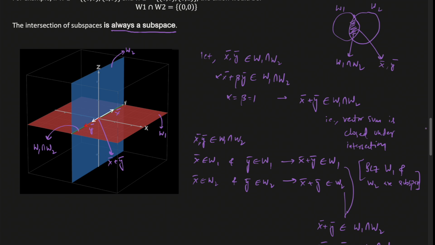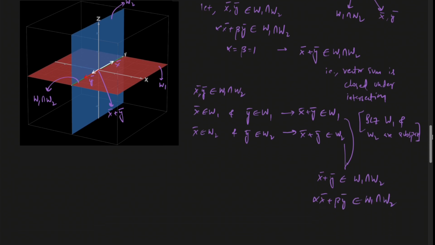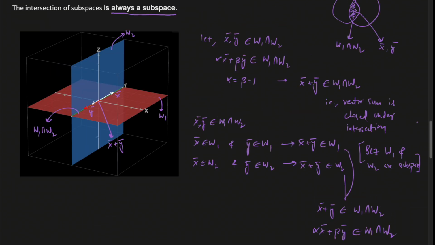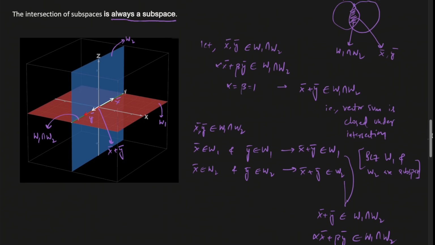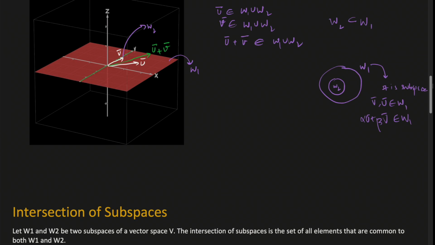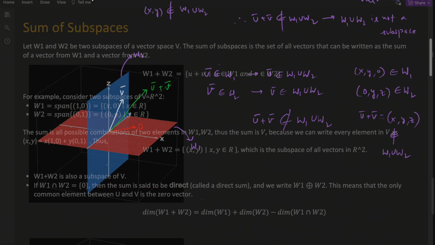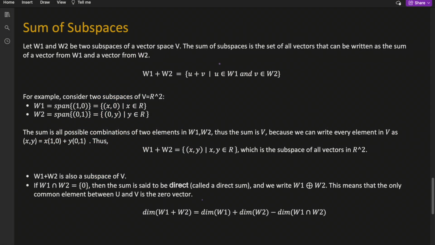Why? Because the linear combination will always remain in that intersection. So now I think it is clear to you why, as I mentioned in the intro of the video, the intersection of these two subspaces is a subspace, but the union is not a subspace. Now let's see the sum of subspaces.